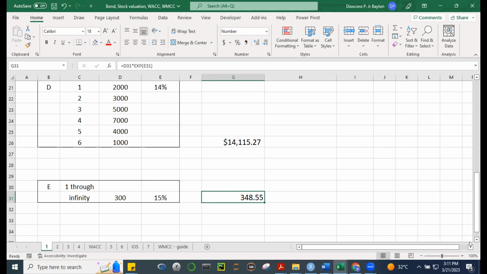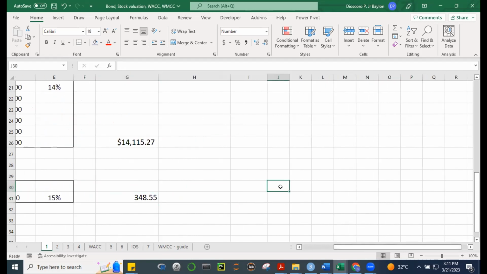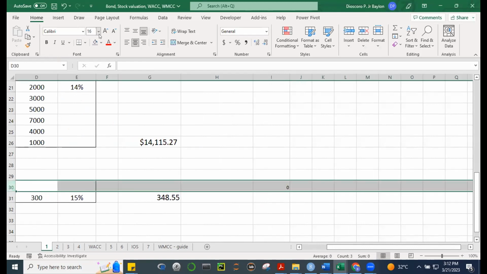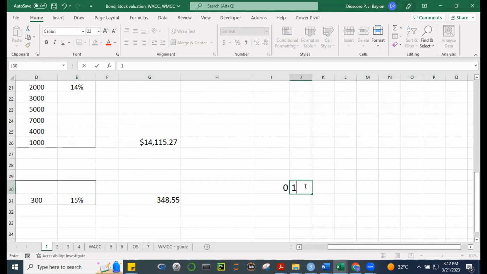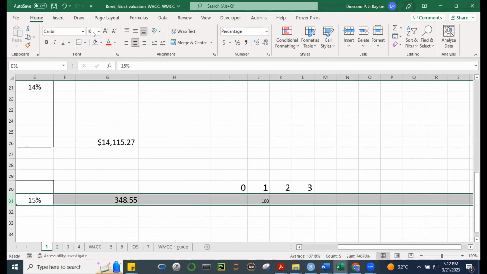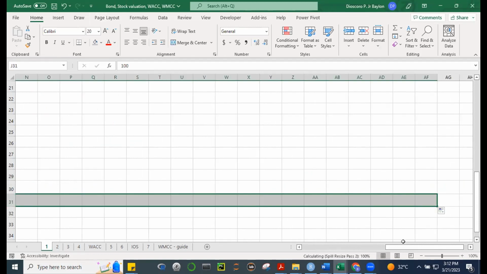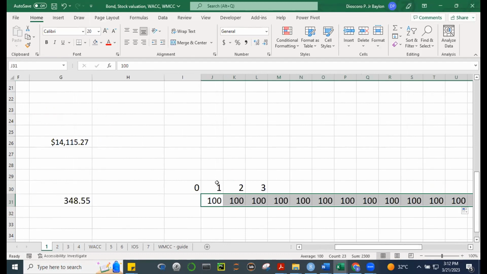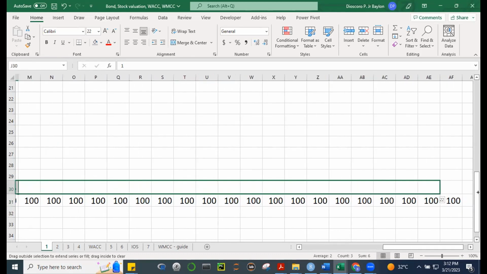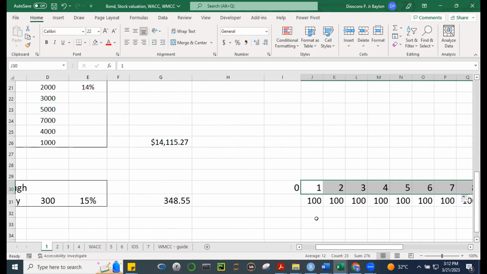So let's plot it. Let's see. That's from 1 to infinity, right? So this is time 0, time 1, time 2, time 3, etc., all the way to time infinity. This is only 23, it should be continuous, but let's get the present values of this and see what happens.